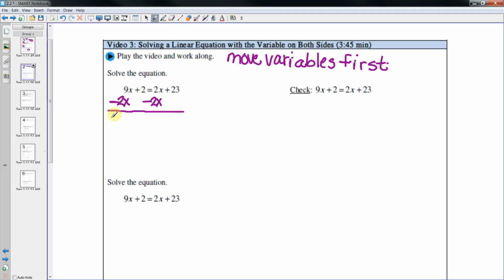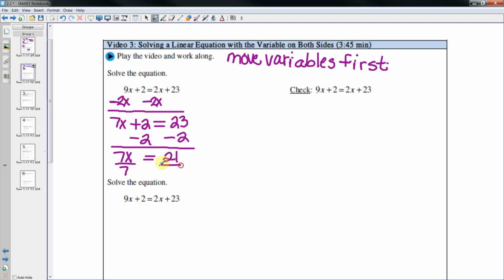So 9x minus 2x would be 7x. I didn't do anything with the plus 2. I don't have x's over here on the right side anymore because I moved the 2x, so I just have the 23. Now it looks like the ones we did on the previous page. I've got 7x plus 2, so now I need to move my constant numbers. I'll move those to the other side, so I get 7x equals 23 minus 2, which is 21.